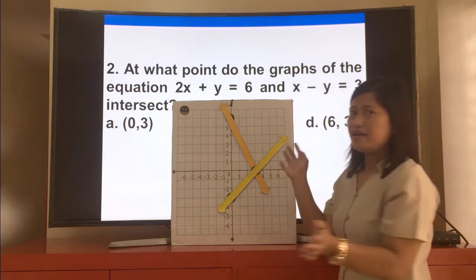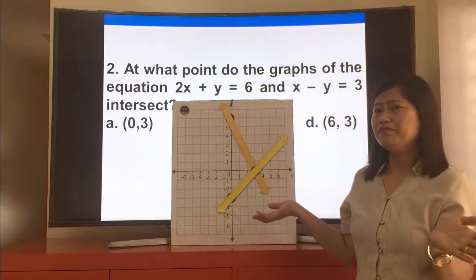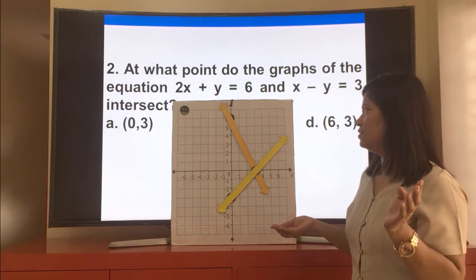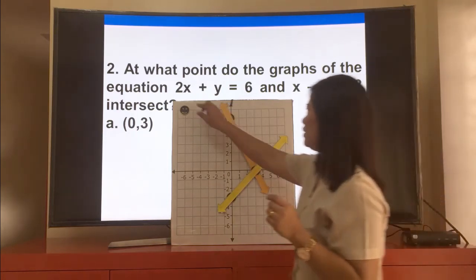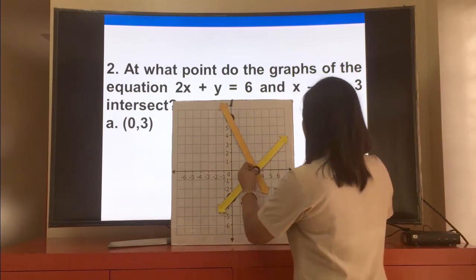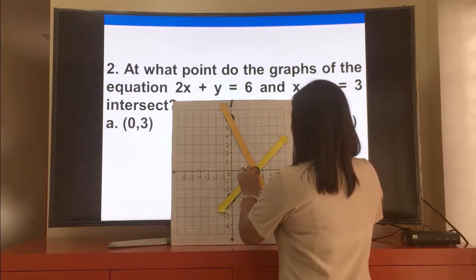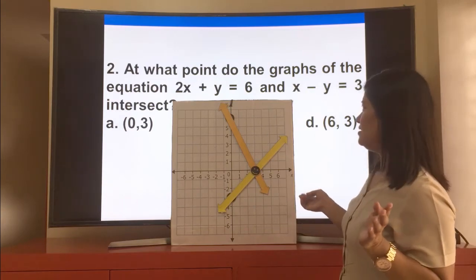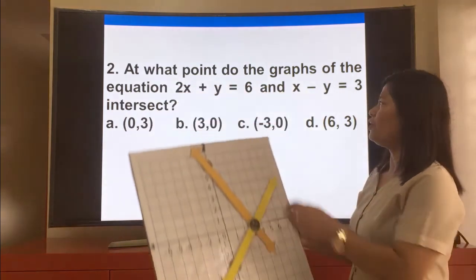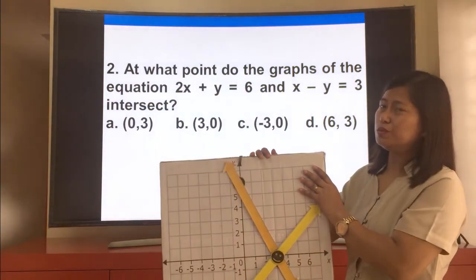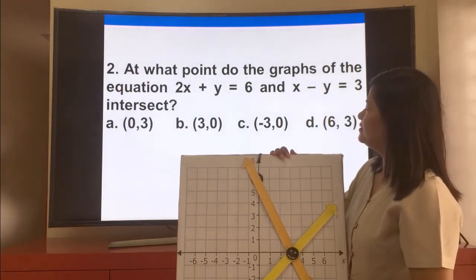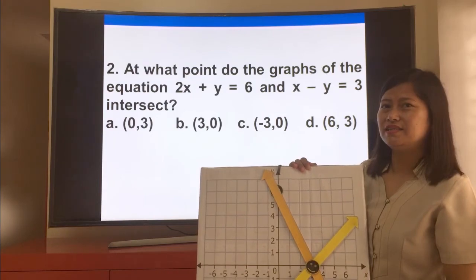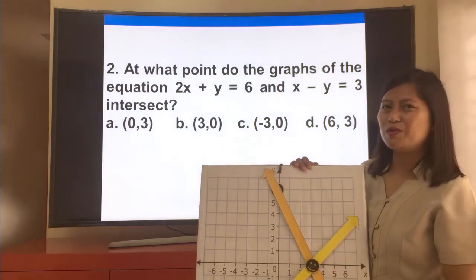So what can you say about the graphs? They are intersecting. We have the point of intersection 3, 0. So that is the point of intersection of the 2 lines. What is the answer in number 2? It is letter B.